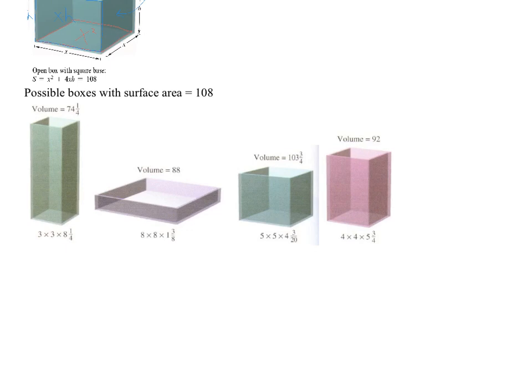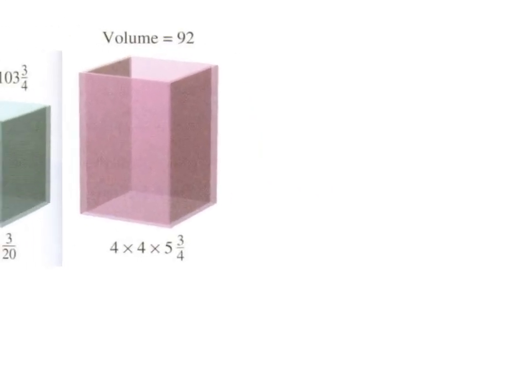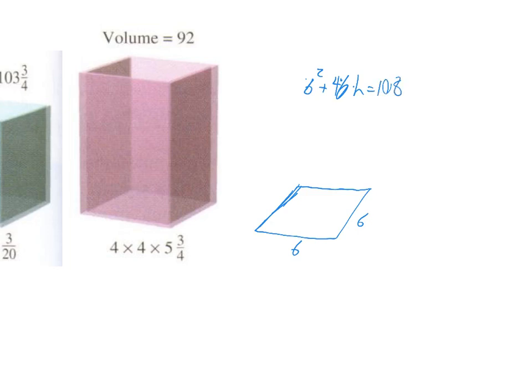Okay, all right, 6. So let's say that we made the bottom of this box 6 by 6. If x is 6, then we have 6 squared plus 4 times 6 times h equals 108. Subtract 36 and we get 72, 24h, so h is 3. So it's 6 inches by 3 inches. Okay, 6 by 6 by 3.